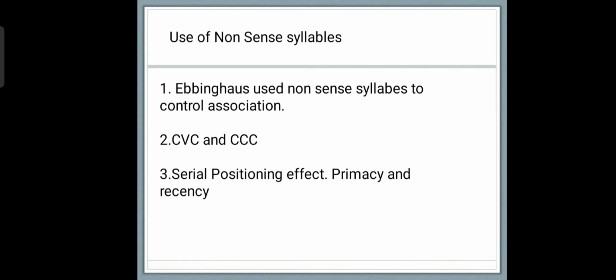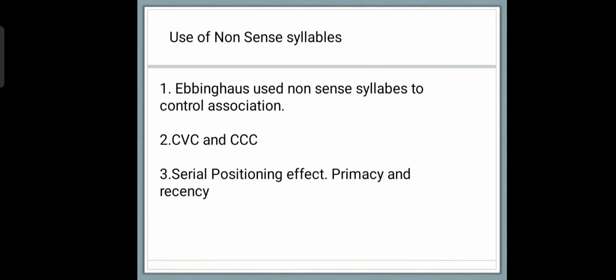When you are trying to mug up an answer regarding anything, we generally tend to memorize the introduction part very well. We also remember the conclusion para very well. But generally, we forget the ones in between. So this is what Ebbinghaus said is a serial positioning effect.